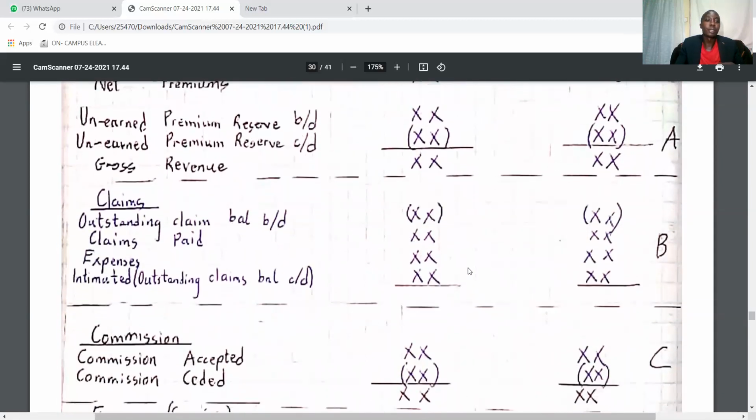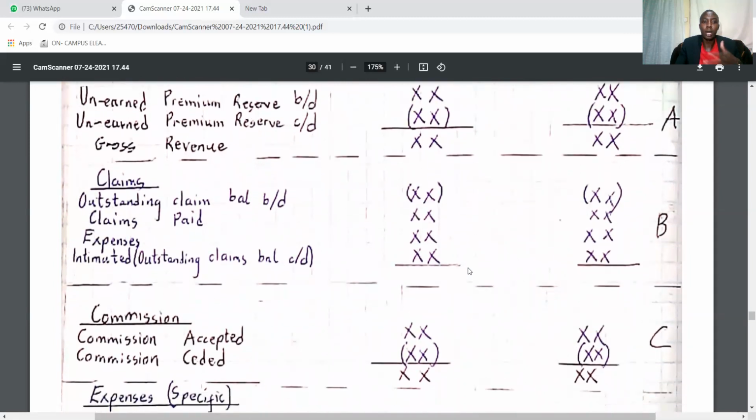Then you move to the claims. You talk about the claims outstanding at the start of the year. You add the claims which were paid. You add expenses, the ones which are specific to claims. You will find that in some scenarios, we have some expenses which are very specific to certain claims. For example, they can say survey expenses relating to claims.